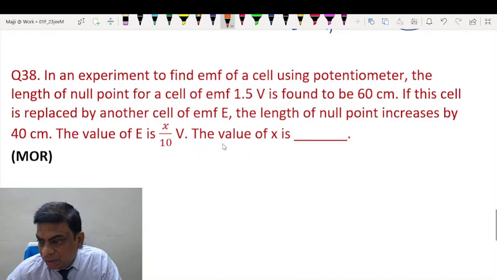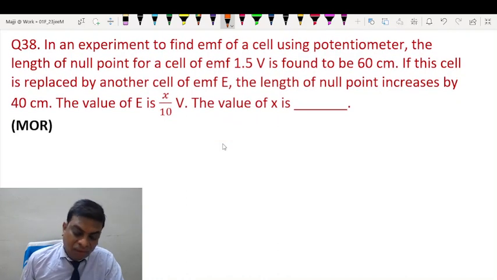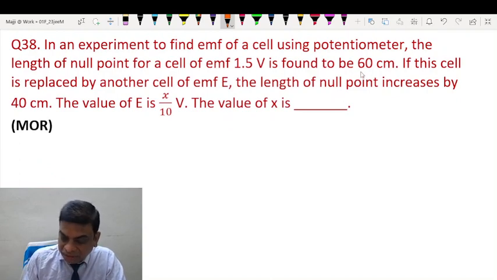In an experiment to find the EMF of a cell using a potentiometer, the length of the null point for a cell of EMF 1.5 volt is found to be 60 cm. If this cell is replaced by another cell of EMF E, the length of the null point increases by 40 cm. So certainly E should be more than 1.5 volt. So the value of E is x by 10, the value of x is.